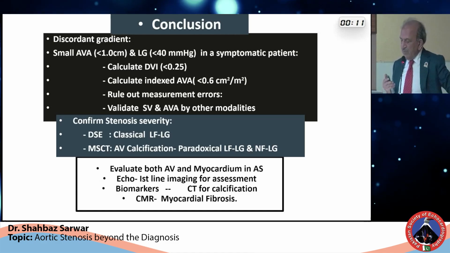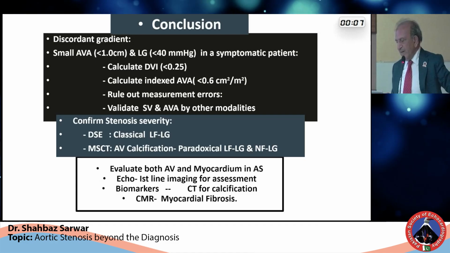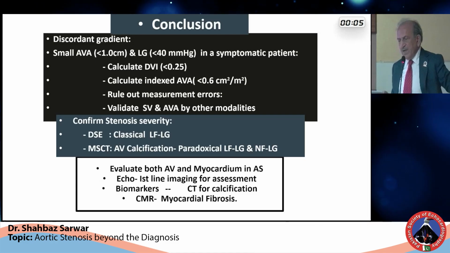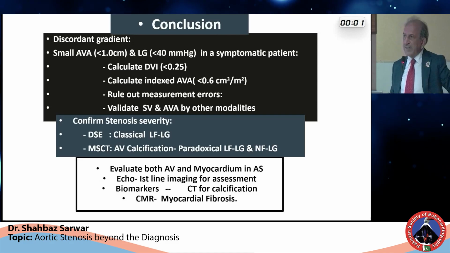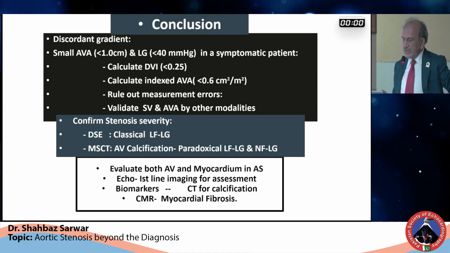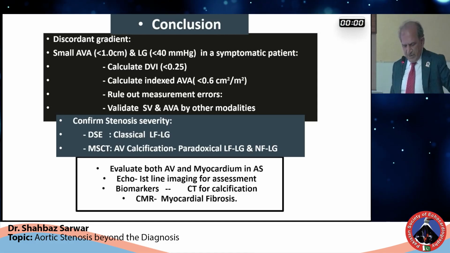And we have to remember that in severe aortic stenosis, we have to evaluate both the aortic valve and the myocardium. Echo is the first line imaging assessment. Biomarkers are very helpful, CT for calcification, and CMR for myocardial fibrosis. Thank you.